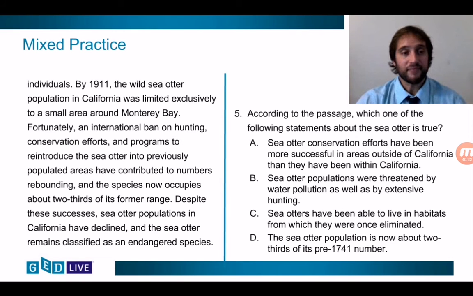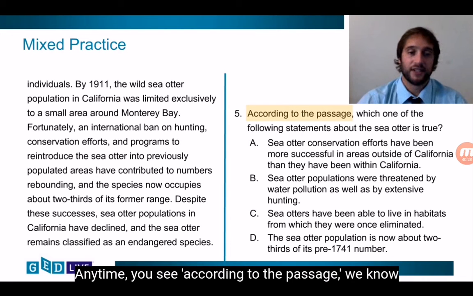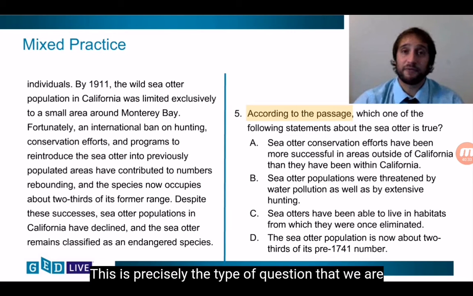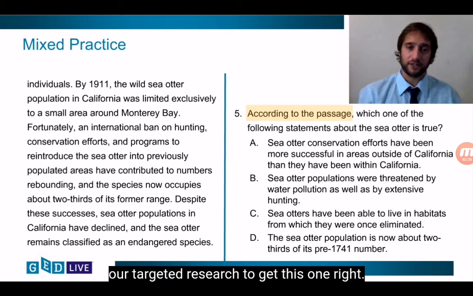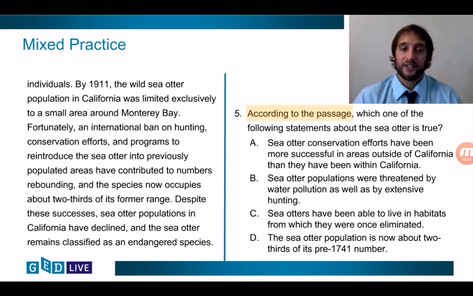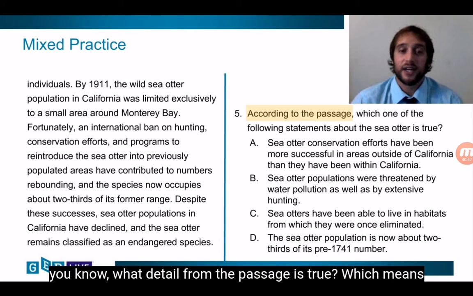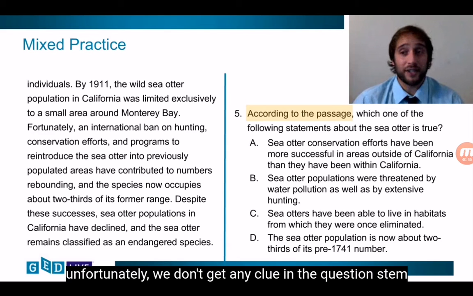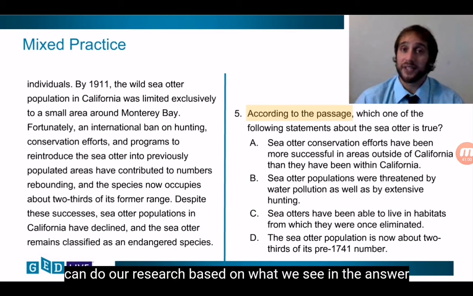All right, so here we go. Here's our question. Anytime you see "according to the passage," we know that we're dealing with a detail question. And this is precisely the type of question where we are going to use our passage map and the passage to do our targeted research to get this one right. So this is a general question. We're just looking for what detail from the passage is true, which means that the wrong answer choices are going to be false. Now, unfortunately, we don't get any clue in the question stem to tell us where to research initially, but that's okay. We can do our research based on what we see in the answer choices.